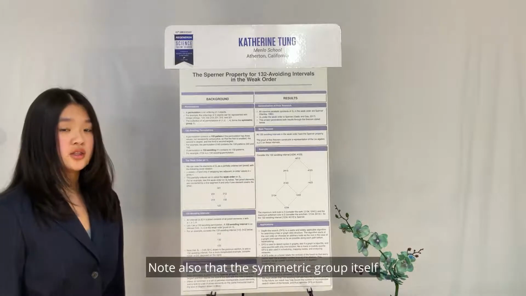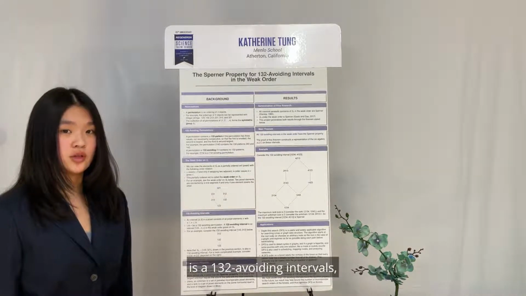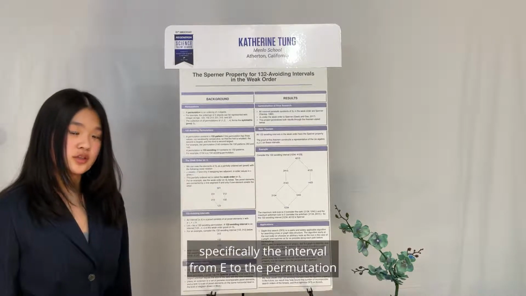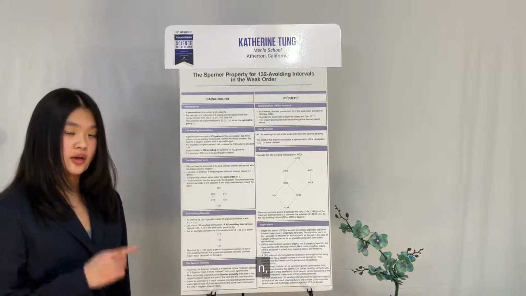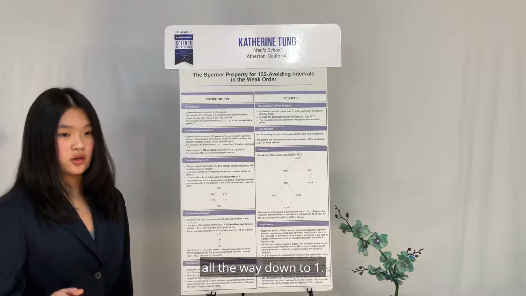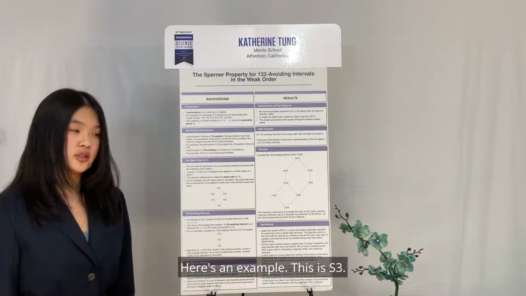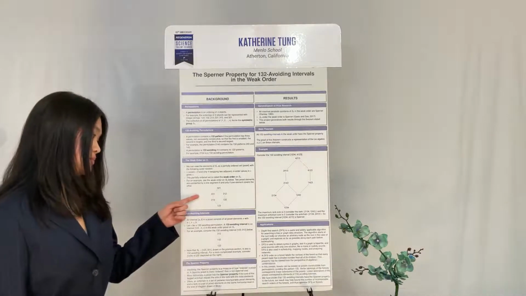Note also that the symmetric group itself is a 132 avoiding interval, specifically the interval from e to the permutation n, n-1, n-2, all the way down to 1. Here's an example. This is S3.